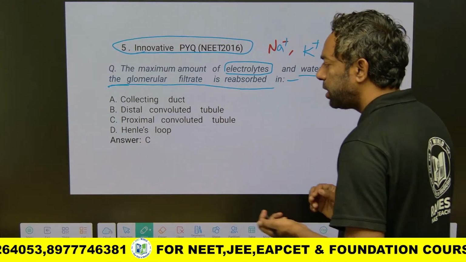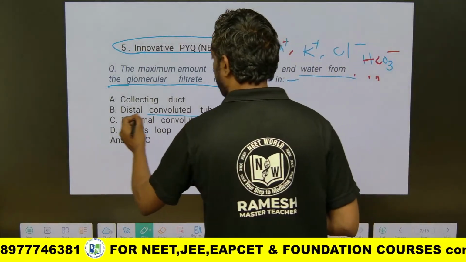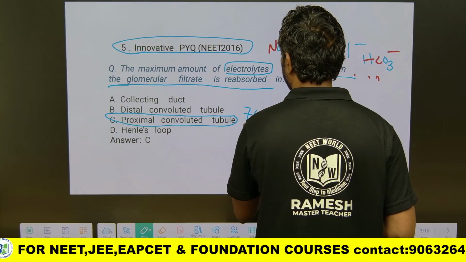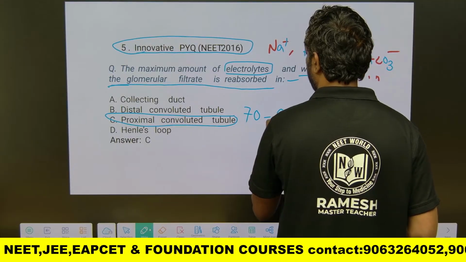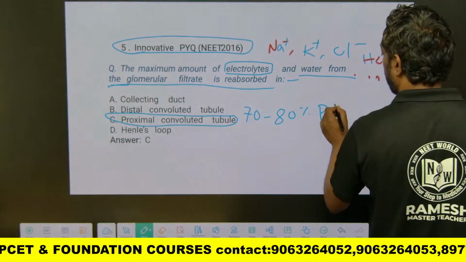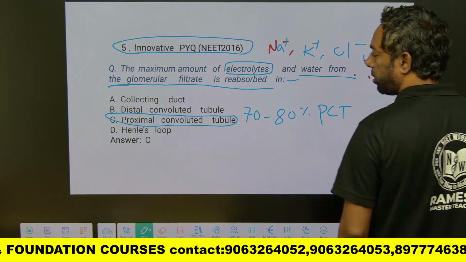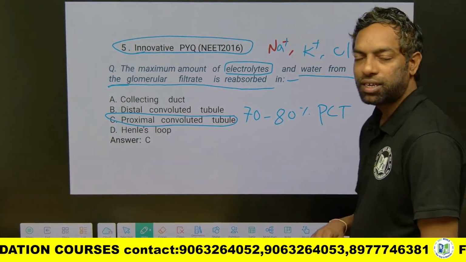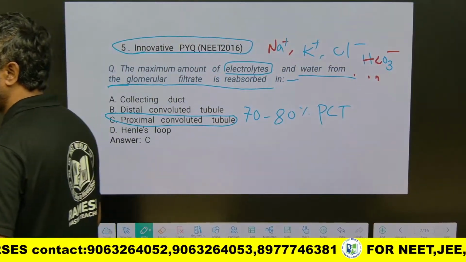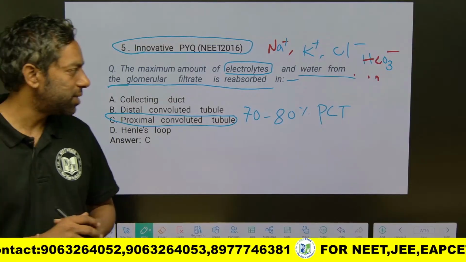Of course, the PCT part, I told you, right, 70 to 80% reabsorption is going to take place in the PCT. Yes, with 70 to 80% reabsorption, the maximum electrolytes are absorbed there. Okay, I hope you guys understand this.